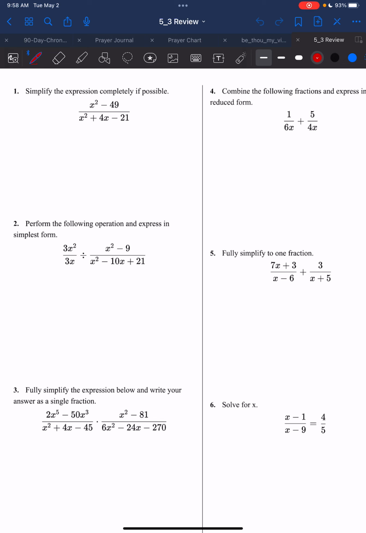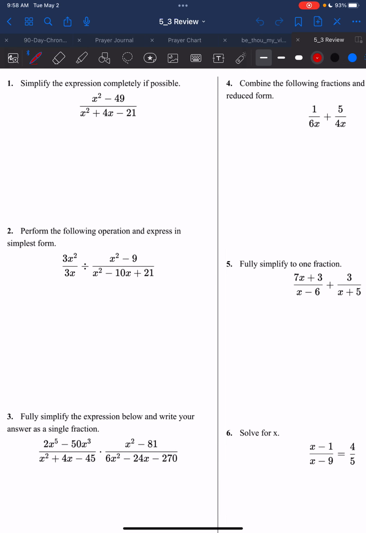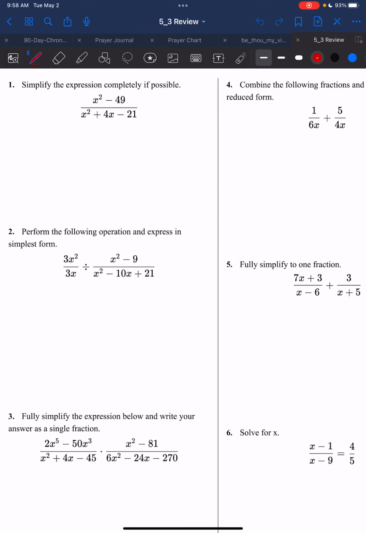The first one says, simplify the expression as completely as possible. So on top, you just need to factor. It's going to be a difference of perfect squares, so x plus 7, x minus 7, because you take the square root of each one and put it into the plus and minus. And then on the bottom here, you're going to do the x method.